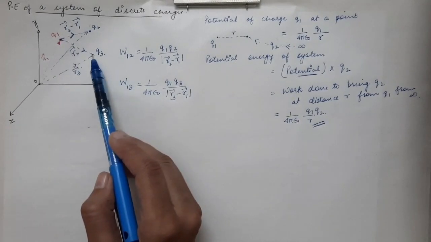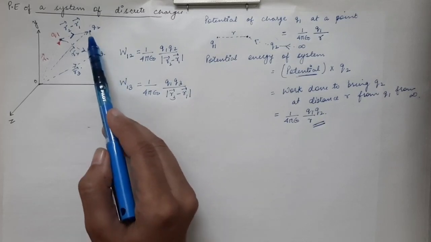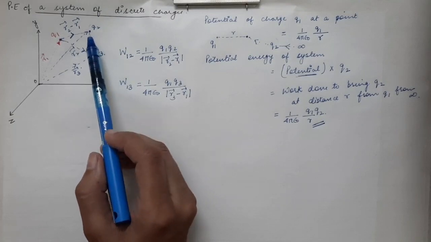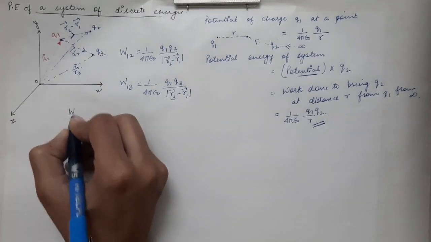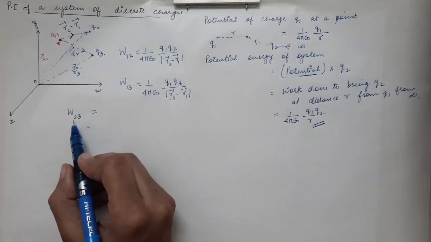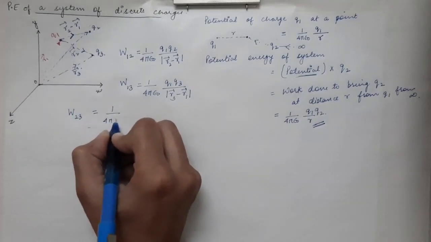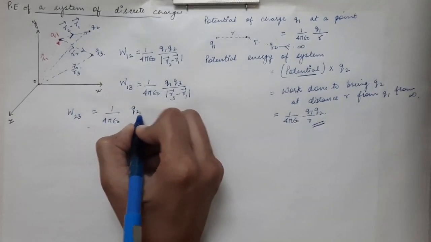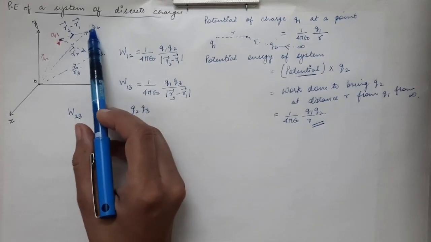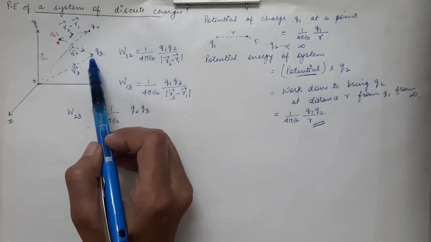Now work will also be done to bring q3 against this q2 charge, which is also present over there. What will be the work done? It will be given by W23. We have to bring the third charge against the second charge. So the amount of work done will be equal to 1 by 4 pi epsilon naught q2 into q3, because we are considering that the q2 charge is already present. This is the source charge, and we are bringing the q3 charge from infinity and placing it at this point.